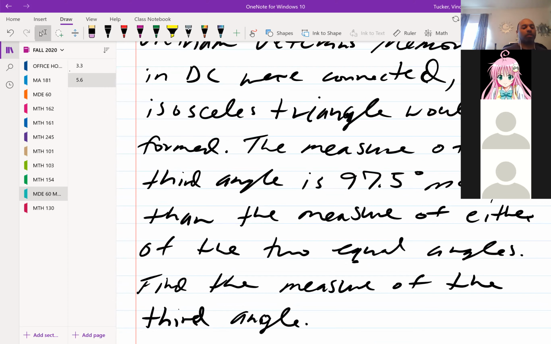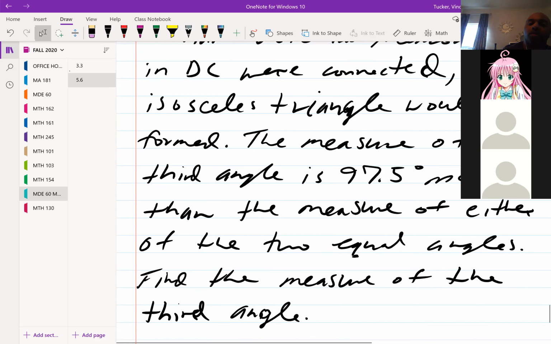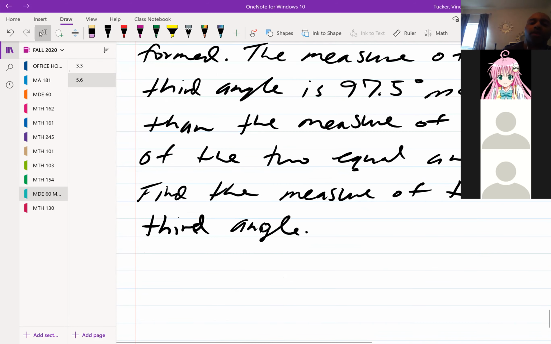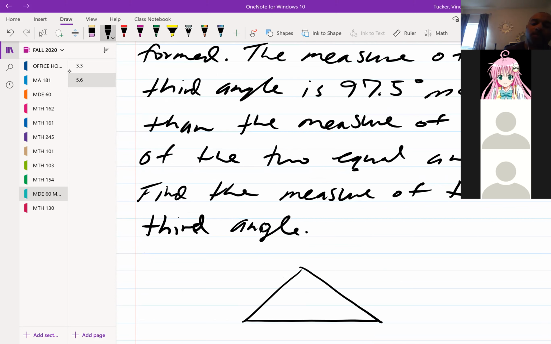So when you're talking about an isosceles triangle, it's a triangle that has two equal angles. And so when we look at what's going on here, we have a triangle with two equal angles.